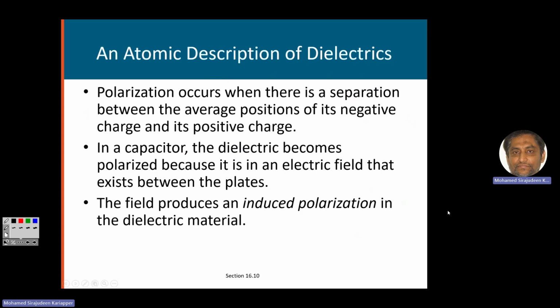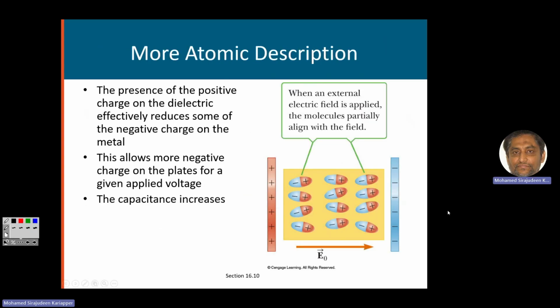So in the dielectric, when you put it in a capacitor, because there's an electric field, there is a charge separation. One plate is positive, the other plate is negative, so there's an electric field. So this dielectric becomes polarized because of this electric field. So this field produces an induced polarization in the dielectric material. So I will show it with a picture here.